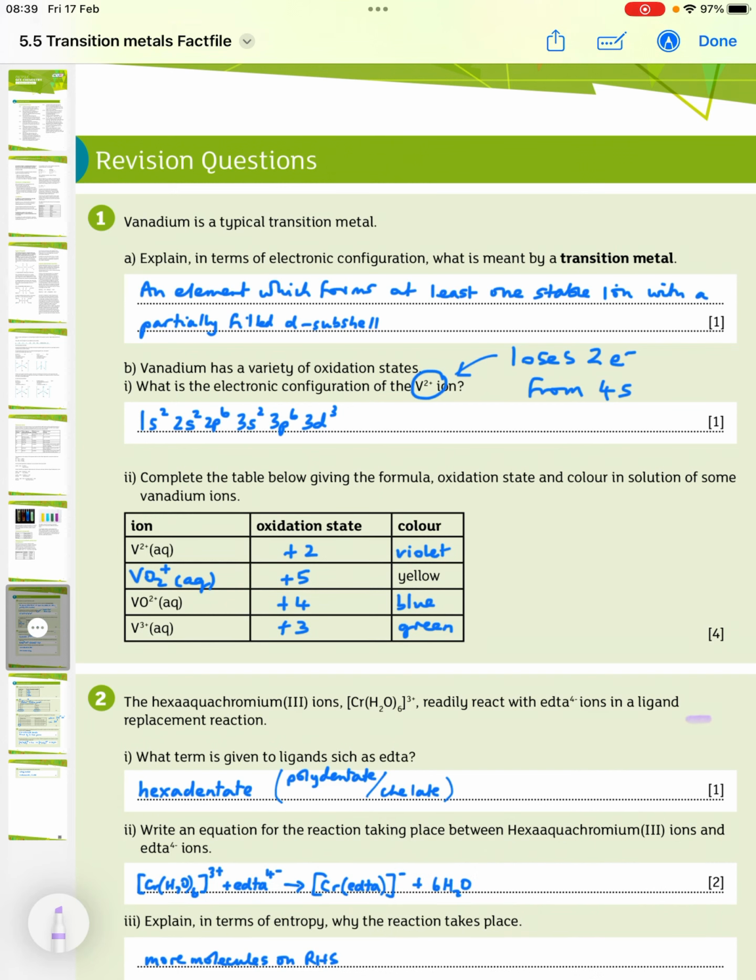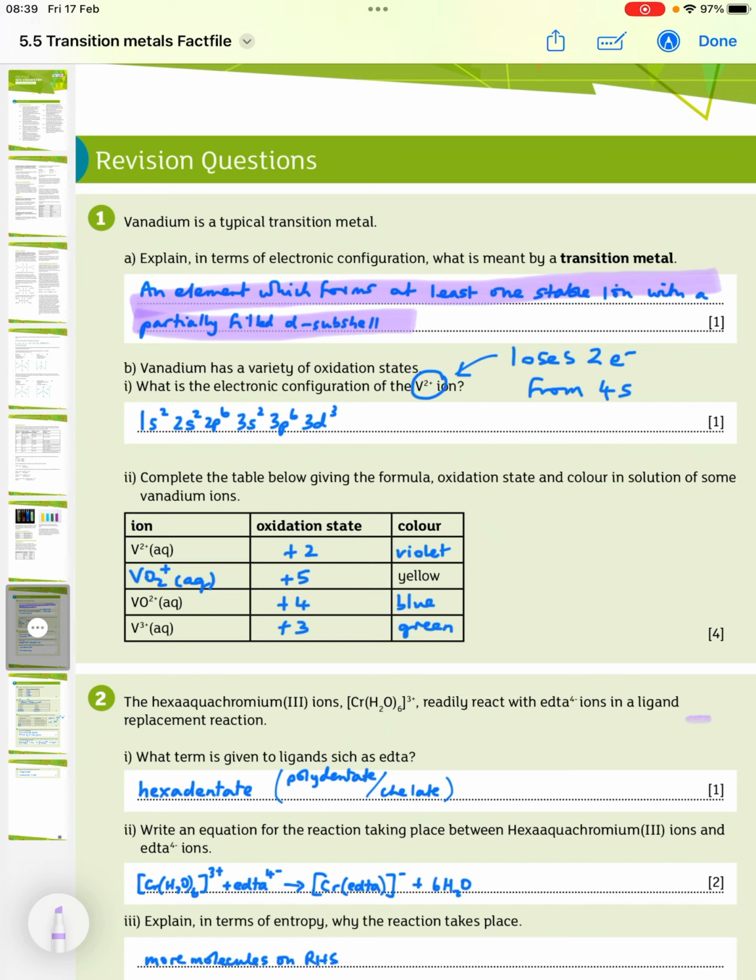Vanadium is a typical transition metal. Explain in terms of electronic configuration what is meant by a transition metal. What you need to say here is it's an element which forms at least one stable ion with a partially filled d subshell. You could say it's an element with a partially filled d subshell, but that includes the ones that we don't count as transition metals, like zinc, so you're better off with that definition about the ion.